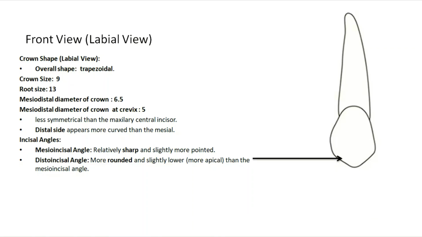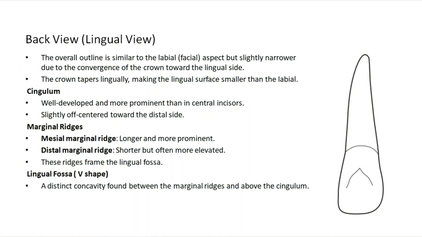Then we will discuss the back view of the maxillary lateral incisor. The overall outline is similar to the labial view. The cingulum is well developed and more prominent. When we see the root in the lateral incisor, it is slightly off-centered toward the distal side. The mesial marginal ridge is longer and more prominent toward the mesial side. The distal marginal ridge is shorter, elevated and somewhat rounded toward the palatal aspect.